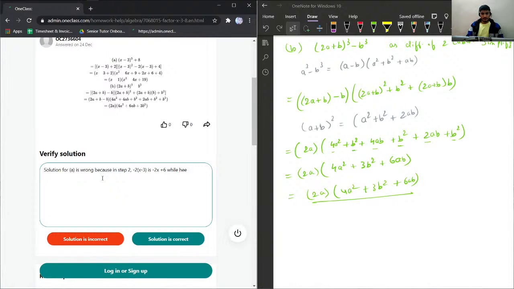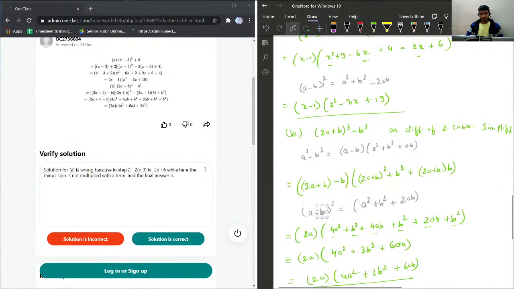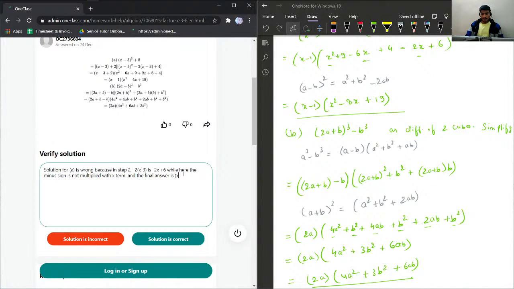here the minus sign is not multiplied with the 2x term, and the final answer was x minus 1, then this will be x square minus 8x plus 19.